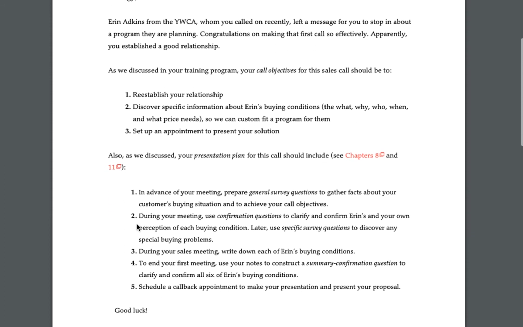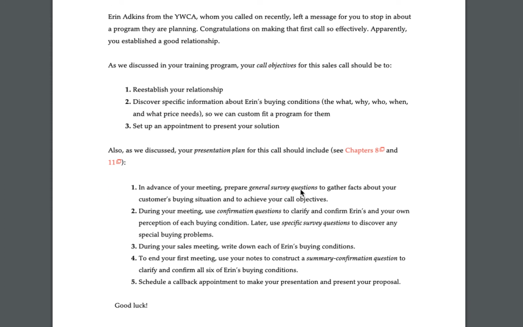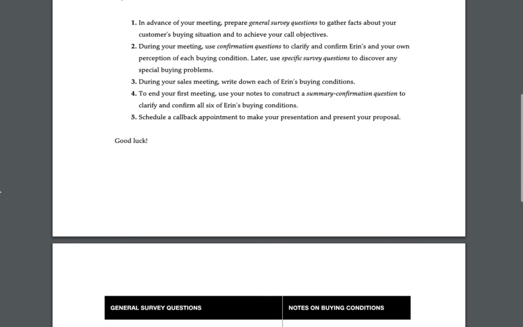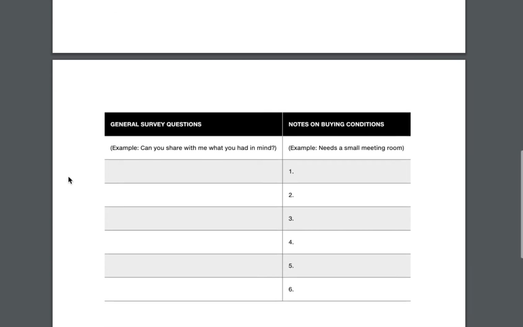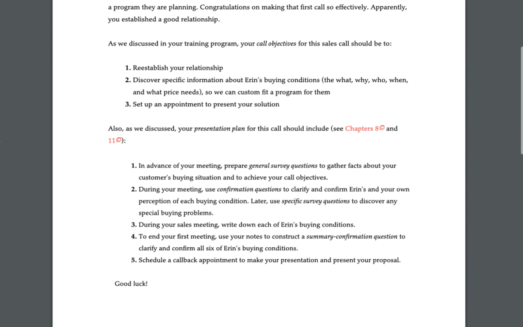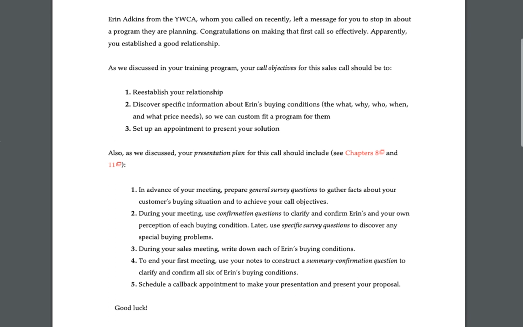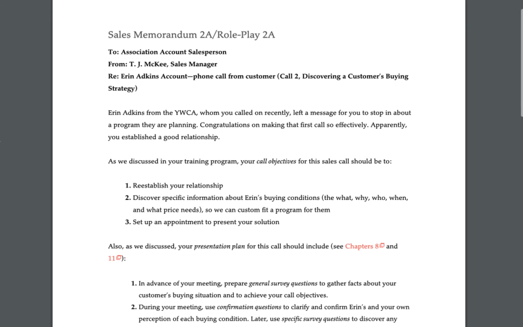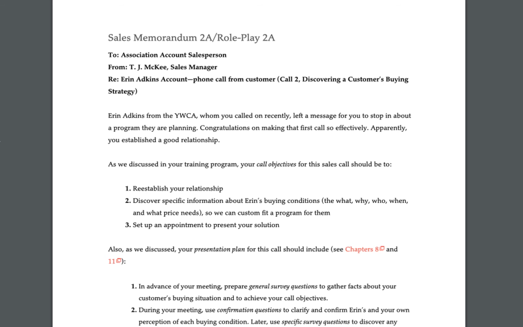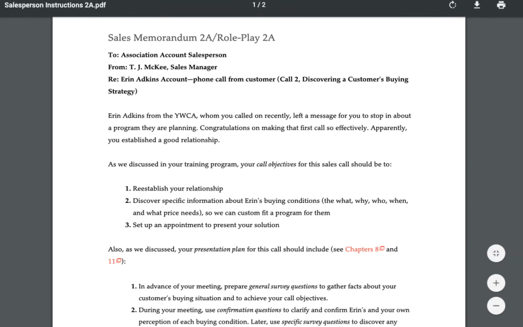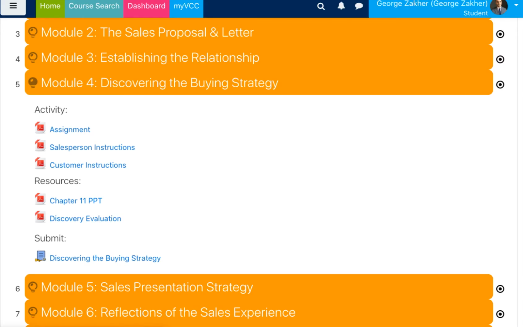Now, in order to prepare for that, we need to prepare general survey questions. And we'll talk a little bit more about that in a moment. But here is just a little example of the type of question you can prepare for. But again, we'll take a little more detailed look at that in Chapter 11. But really, we want to make sure that we have questions prepared, and again, we want to have an opportunity to learn more about Aaron Atkins' needs for his meeting.